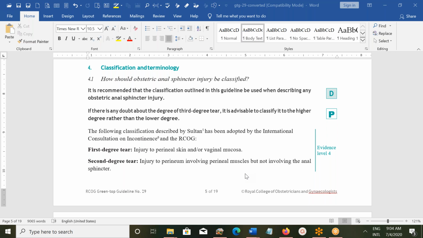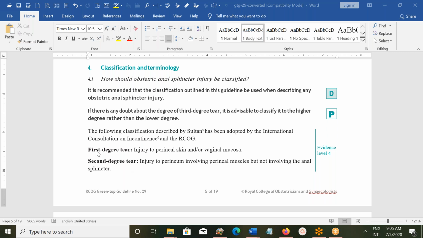If it is involving the anal sphincter, then we will call it third degree. So basically, the classification is simple and it is important for you to understand because in your written exam, in your OSCE, you should expect to see a station on perineal tears. Classification should be very clear, and if there is any doubt whether this is a third degree tear or not, then it should be classified to the higher degree rather than the lower degree because you are going to give benefit to your patient.